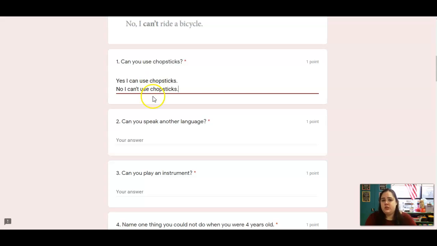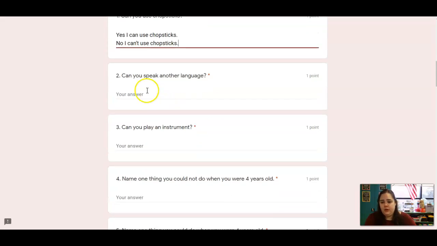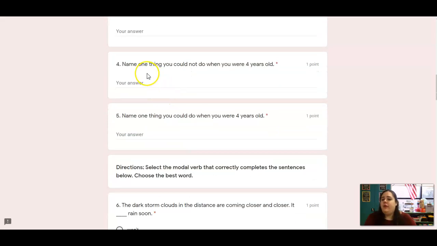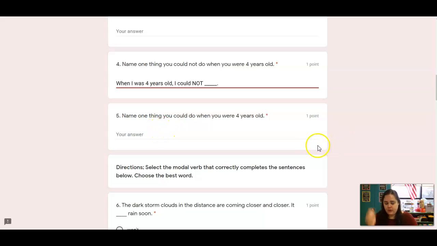End it with a period, start with a capital. Same thing with, can you speak another language? Can you play an instrument? Name one thing you could not do when you were 4 years old. So when I was 4 years old, I could not do this. Same thing for 5, but the opposite. When I was 4 years old, I could do this.